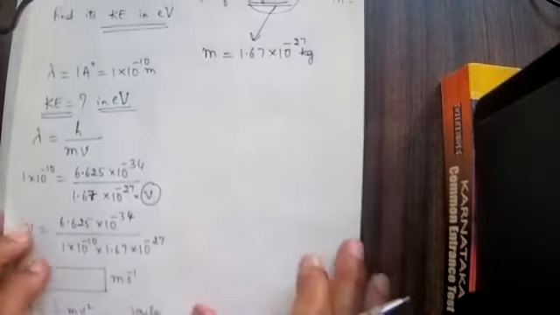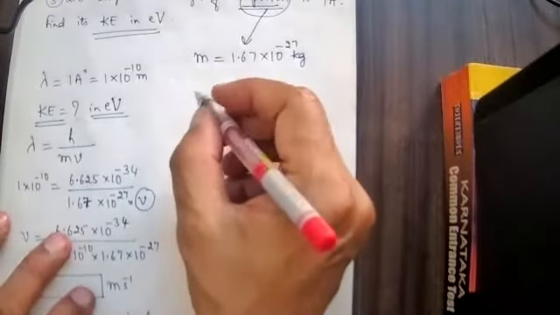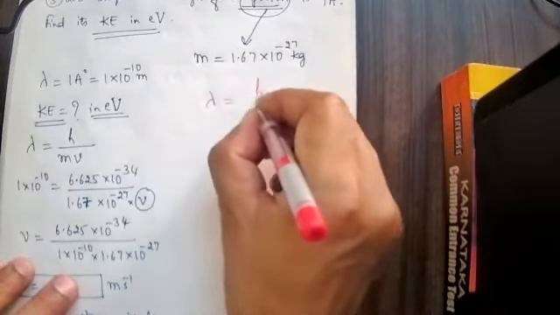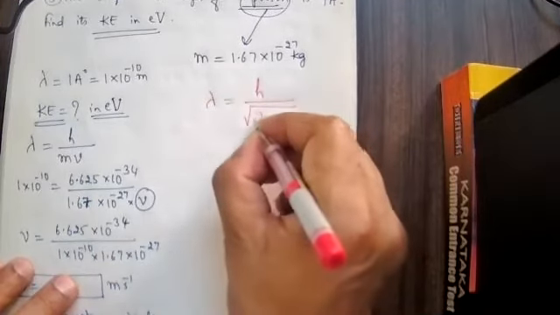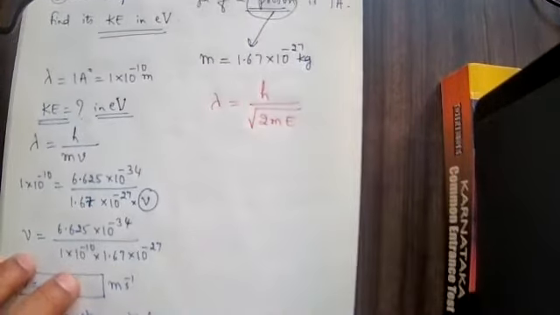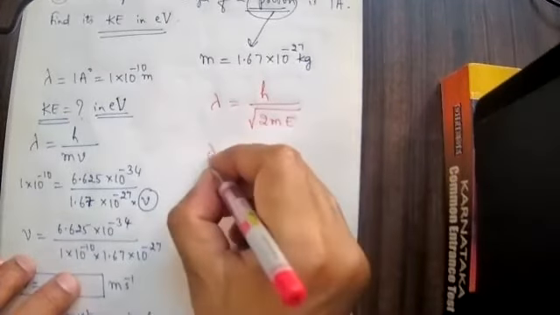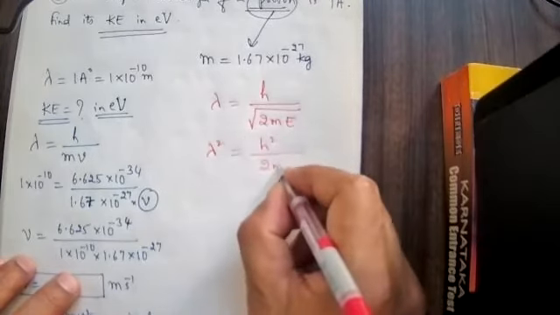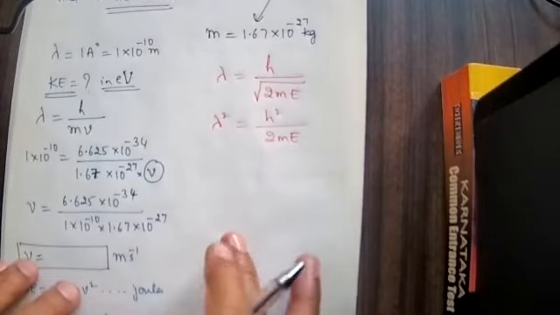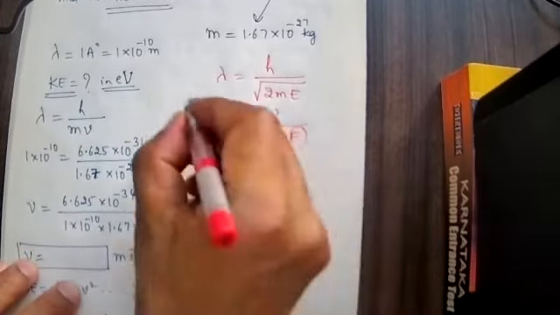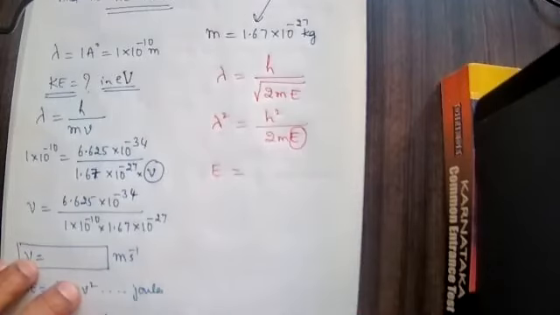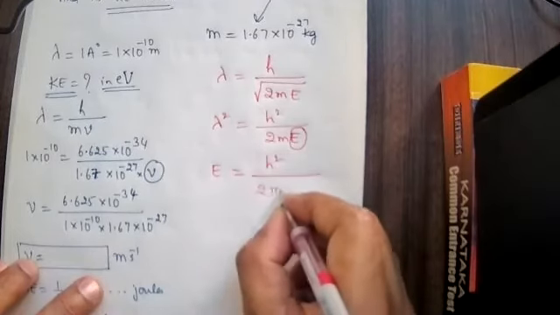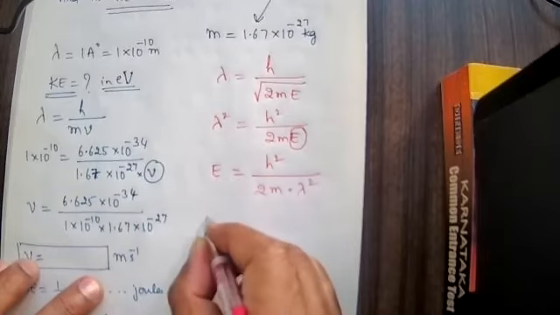Which is the other method here? Directly we can use another formula to calculate kinetic energy E. Lambda is equal to h divided by square root of 2mE. Squaring on both sides, lambda square is equal to h square divided by 2mE. E I am supposed to calculate. I will take it to the left-hand side. E is equal to h square divided by 2m multiplied by lambda square.